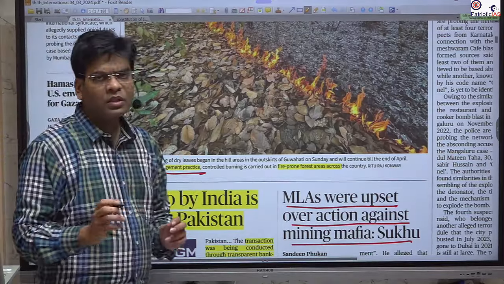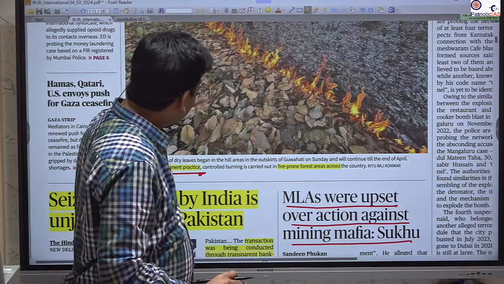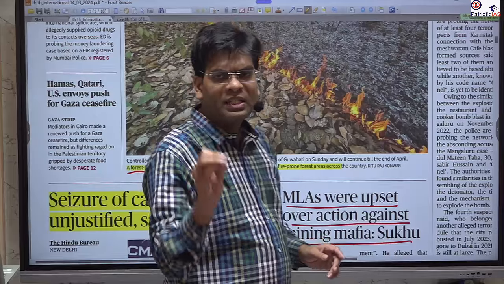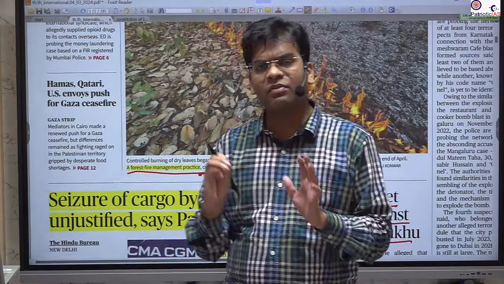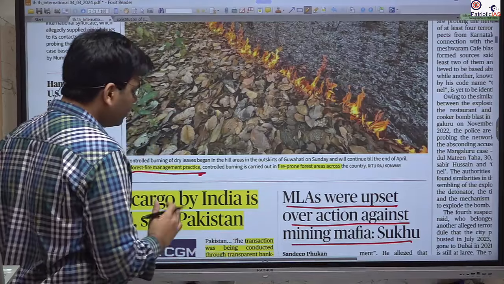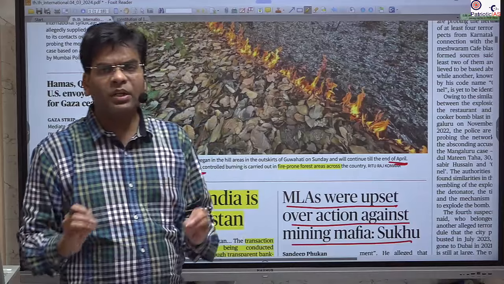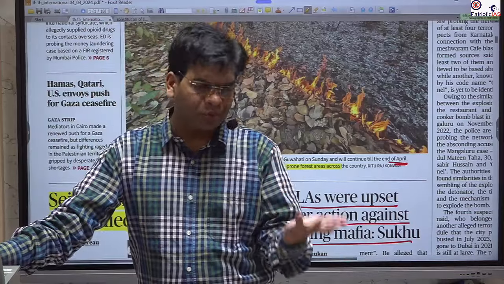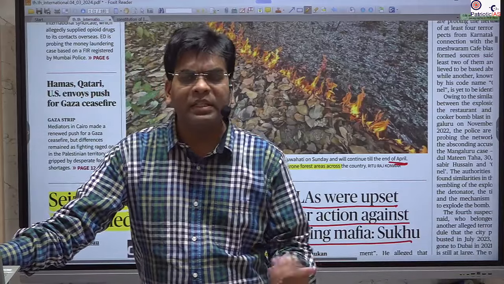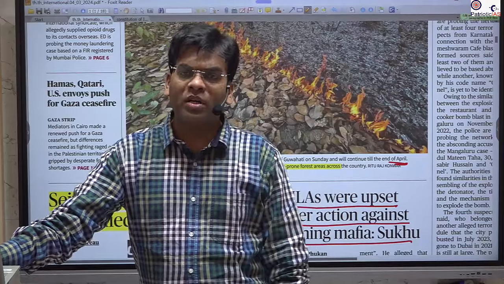And before the summer comes, we try to burn down all these leaves and the branches of the trees so that the chances of forest fire during the summer decrease. It continues till the end of April, because now we are in the cooler, winter season, and that's why there is less chance of forest fire going out of control.